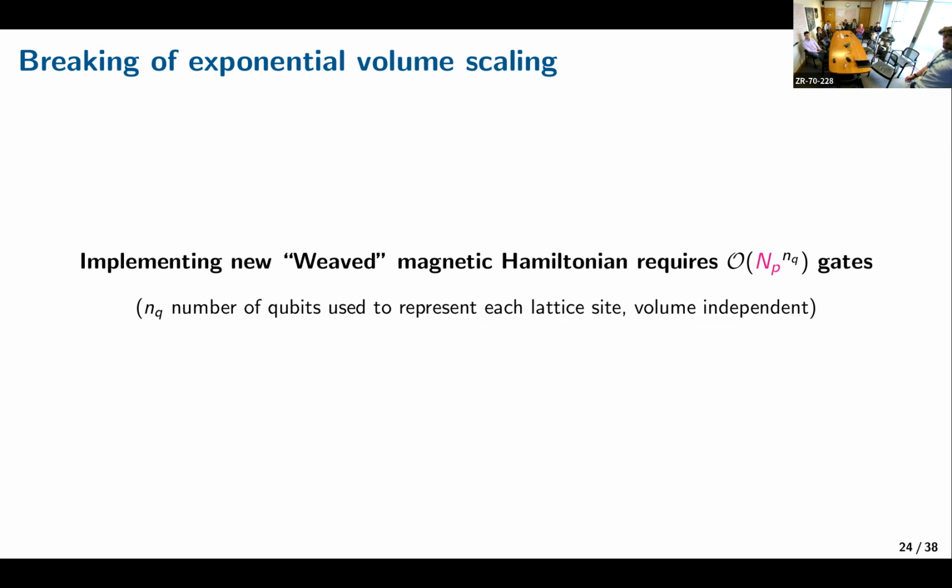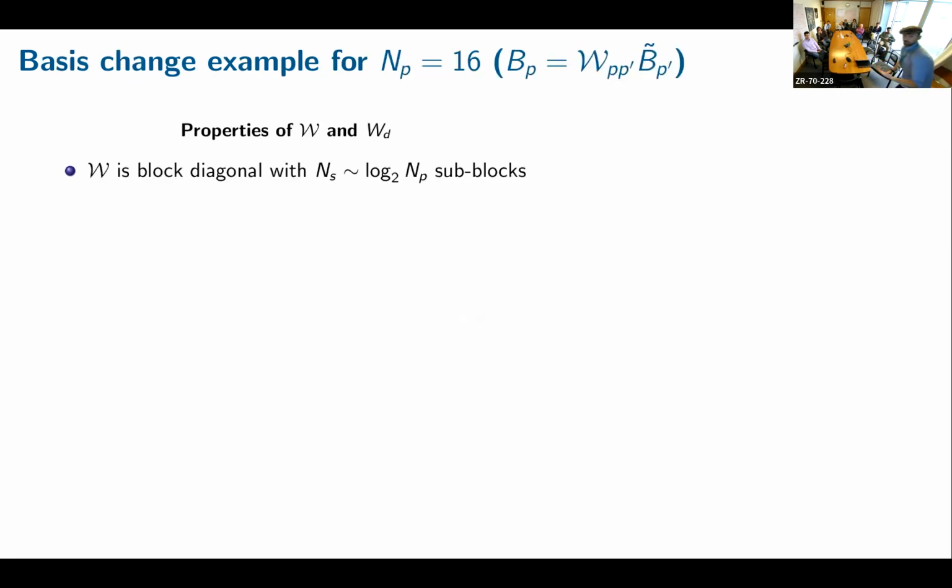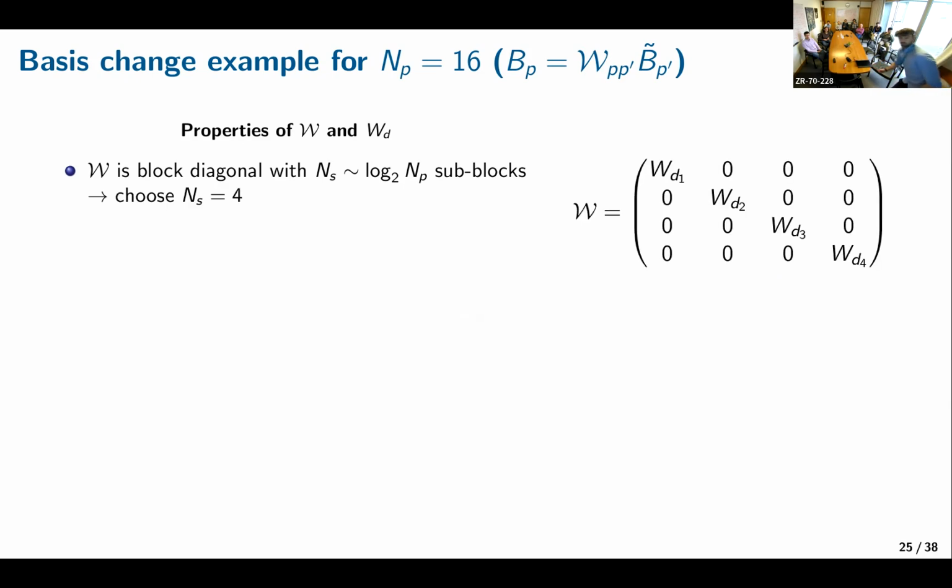Now we can go through an example to show how this would work in practice. We're going to think about a 16 plaquette example. This is a small lattice, but it's very good for understanding how this works. Remember that this was a block diagonal with the number of subblocks being logarithmic in the number of plaquettes. So for us, that means that we want 4 subblocks on this matrix.